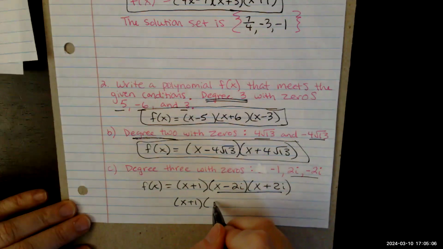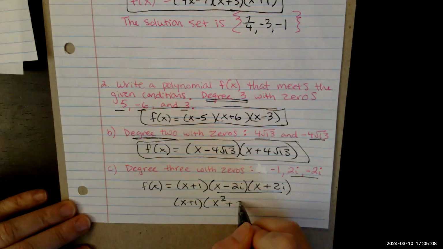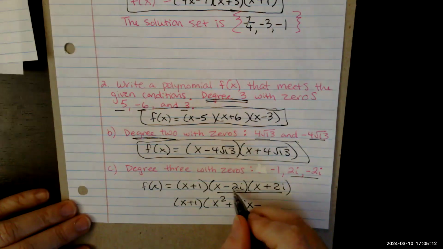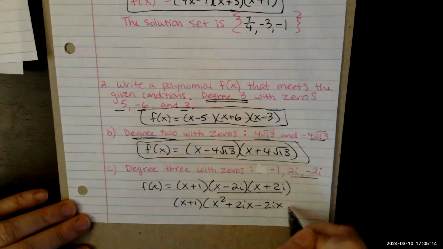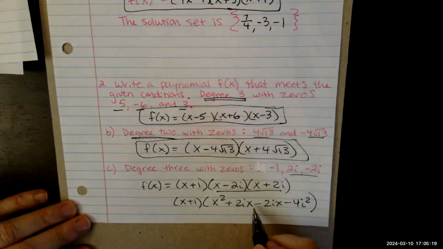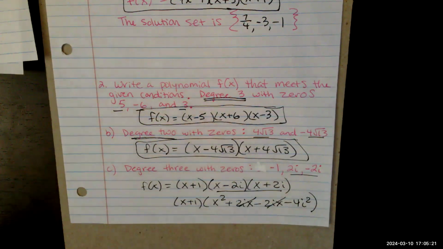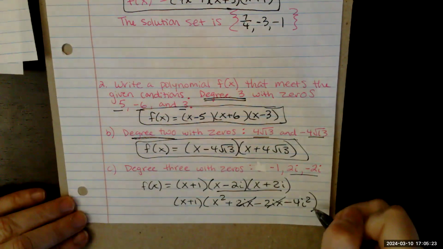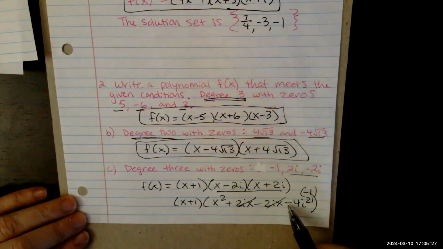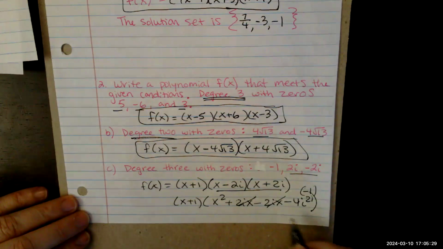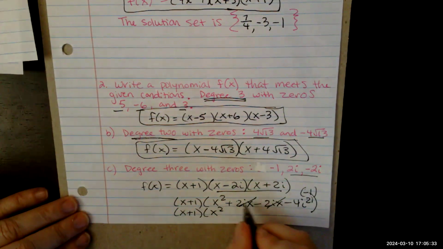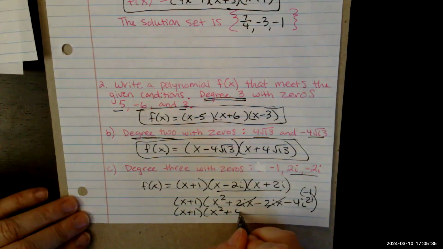If I FOILed that out, I'd get x squared plus 2ix, which I know is weird, minus 2ix minus 4i squared. These two end up wiping each other out. And don't forget that an i squared really means -1. So -4 times -1, that's just going to become plus. So I have x plus 1 and then x squared plus 4.